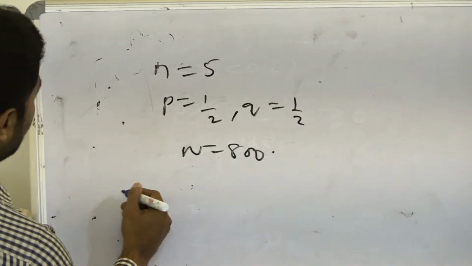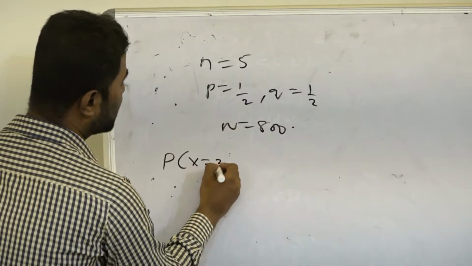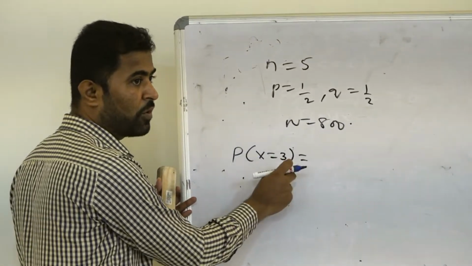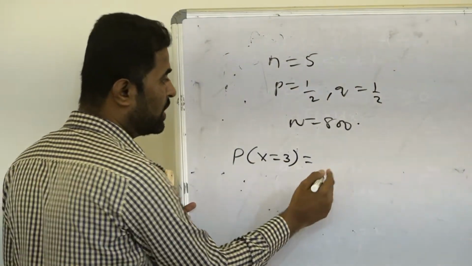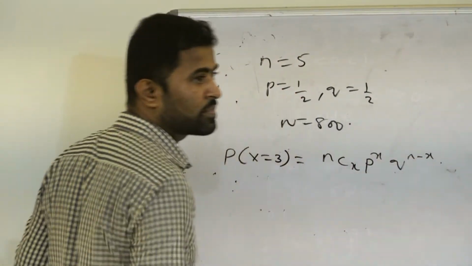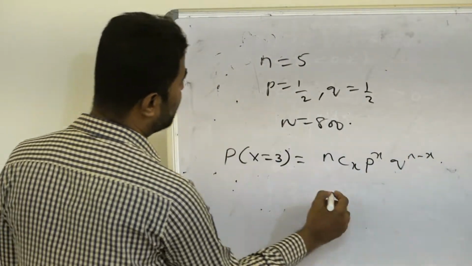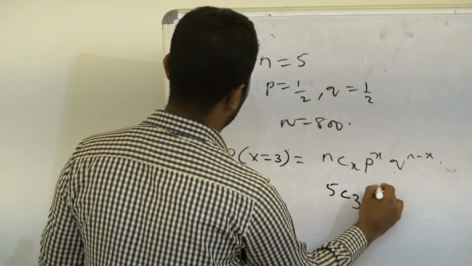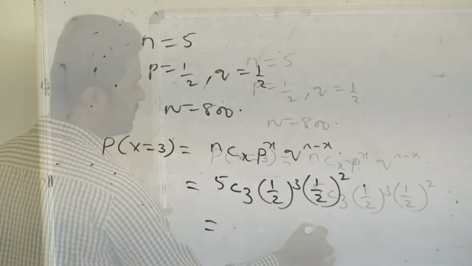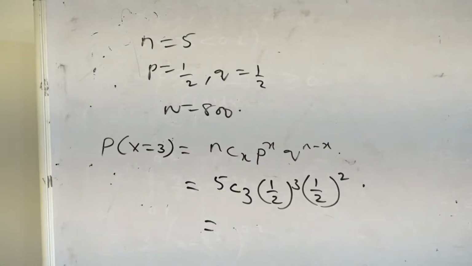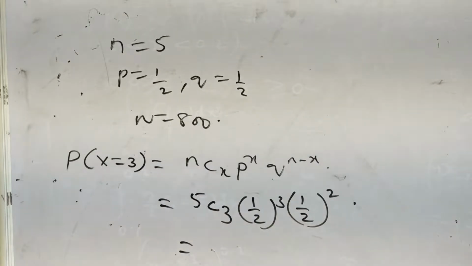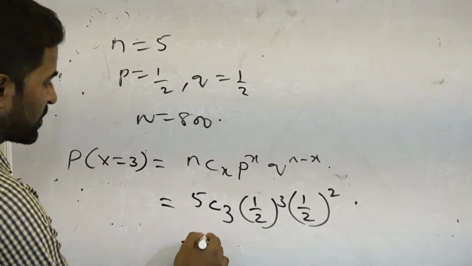Okay, so P of x is equal to 3. If we denote x as boys, so 3 boys will become P of x is equal to 3, which is nothing but nCx, p power x, q power n minus x. Okay, n is 5, so 5C3, half power 3, half power 2. This will give the chance for a single family. You have to multiply it with the 800 families, you will get the number. What is the answer? 5 by 16.